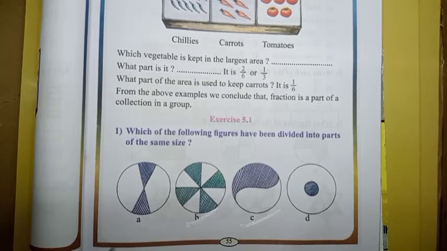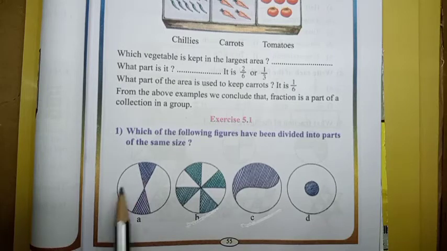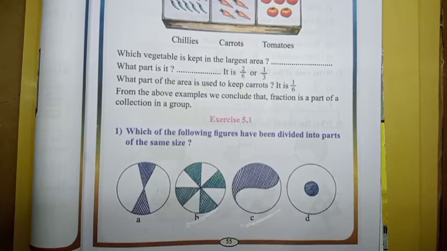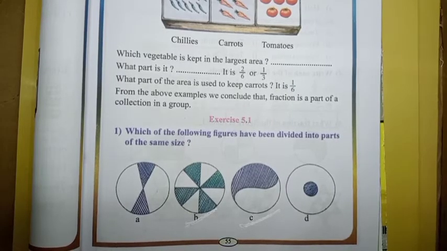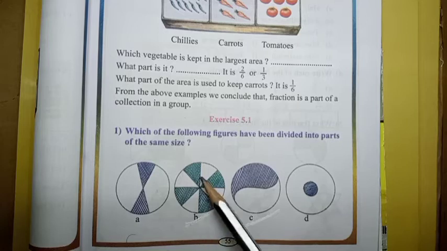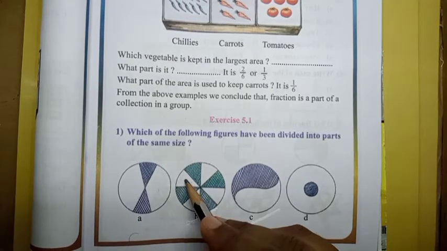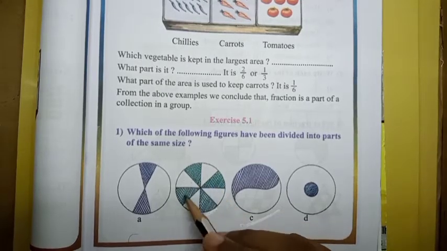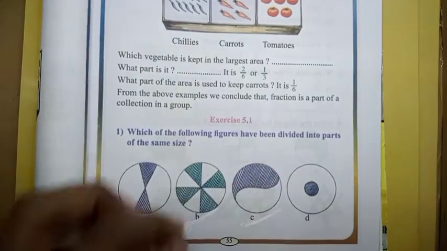Let's look at the first option, that is A. Is it divided into equal parts? Are the 1, 2, 3, 4 parts equal? No. So that is not divided into parts of the same size. Let's look at option B. Is this divided into the same size? Yes. See, 1, 2, 3, 4, 5, 6, 7, 8. All 8 are of equal size, no?